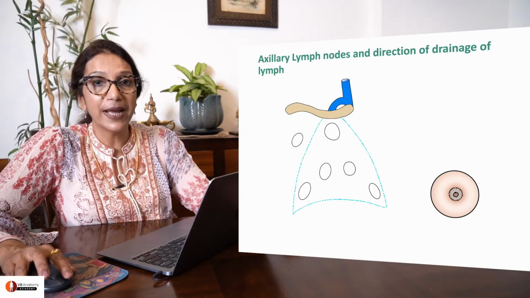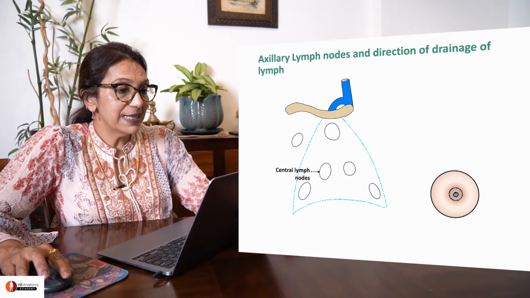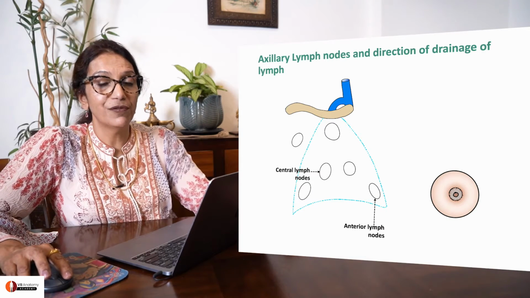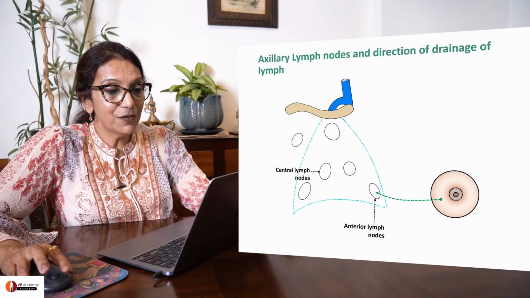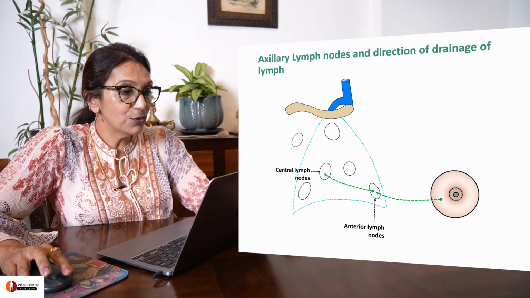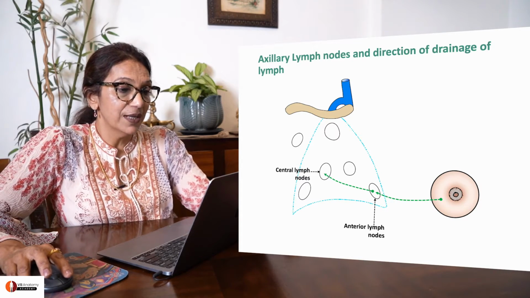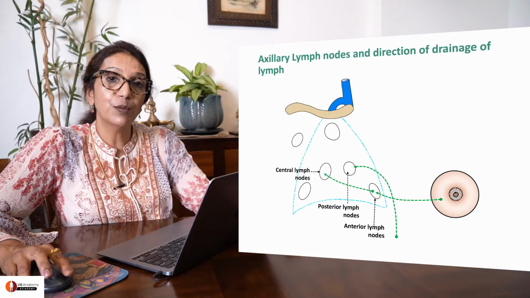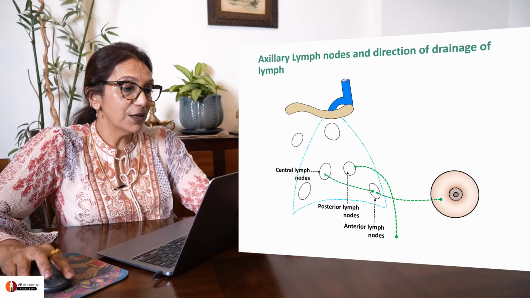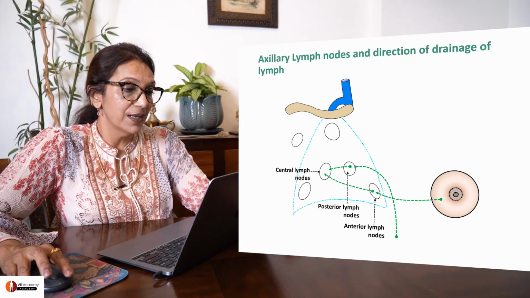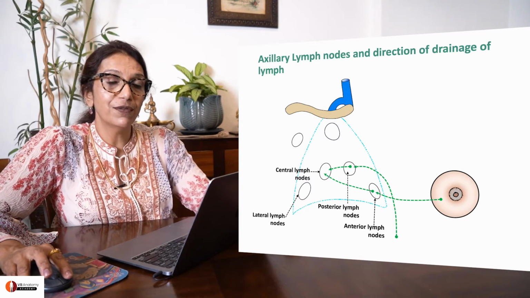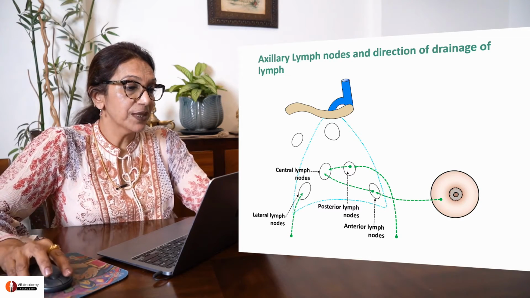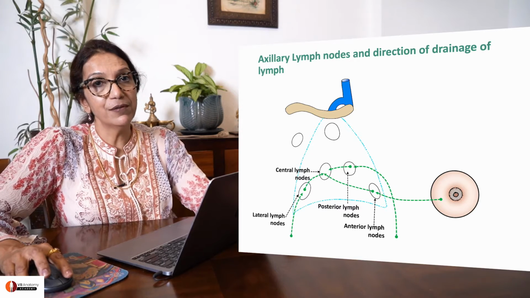Come, so beautiful diagram here. This is the central lymph node. This is the anterior group of lymph nodes receiving lymph from the breast, draining into the central lymph nodes. This is the posterior group of lymph nodes receiving lymph from the dorsal wall, draining into the central lymph nodes. These are the lateral group of lymph nodes receiving lymph from the entire upper extremity, draining into the central group of lymph nodes.